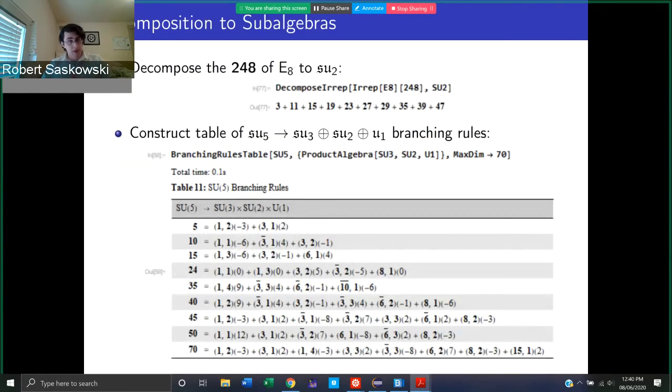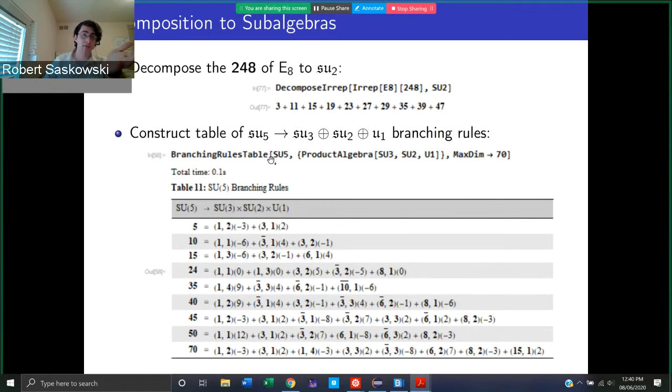Now, more on topic, we can also talk about branching rules. And so LieART has a command called DecomposeIrrep that, given a particular irreducible representation that you want to decompose, and a subalgebra that you want to decompose to, calculates the branching rule for that specific irrep. However, you may not necessarily want one specific irrep branching. You may want an entire table for an entire algebra-subalgebra pair. And in that case, you can construct the branching rules table with this command.